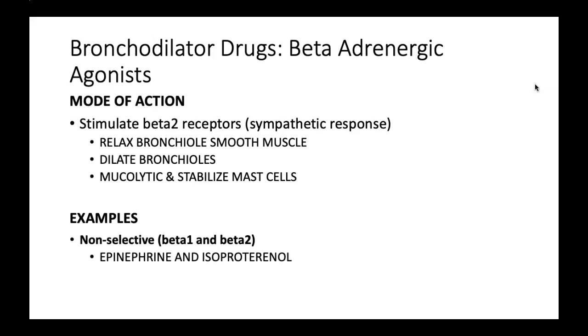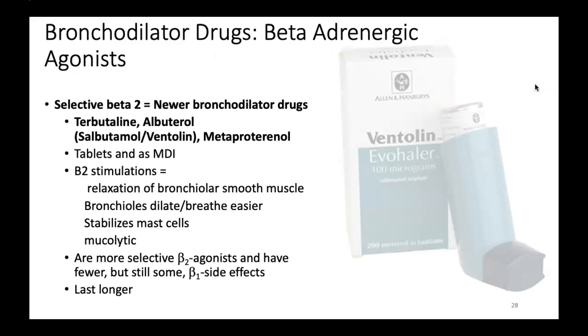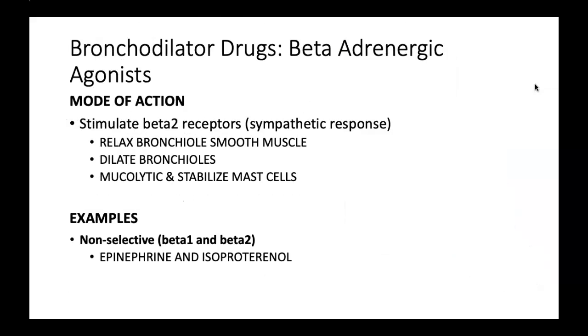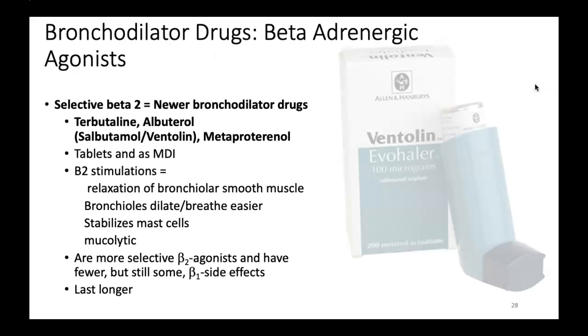Examples, we have epinephrine and isoproterenol, which are both non-selective beta-1 and beta-2 bronchodilator drugs. So they're both beta-adrenergic agonists, that's quite a mouthful, but these ones in particular are non-selective. And then we move forward to the newer and more effective selective beta-2 adrenergic agonists. So flipping back, epinephrine and isoproterenol, those two are the old ones. And then now we get into the newer ones.